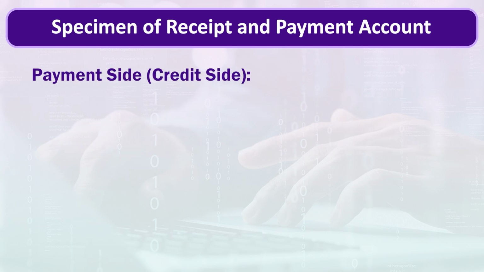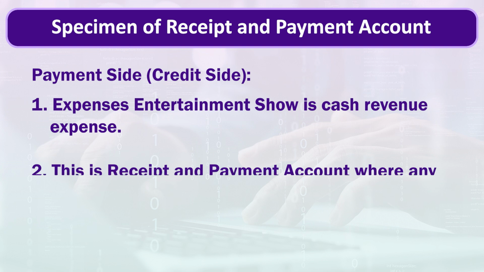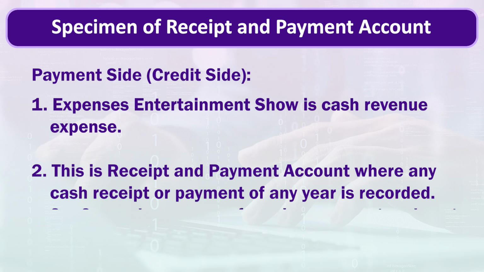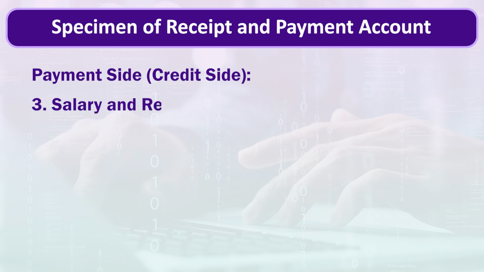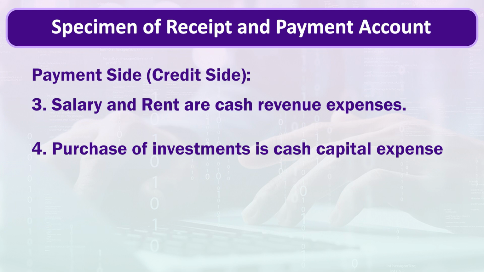Moving to the payment side, which is the credit side, the expenses for entertainment show is cash revenue expense. This is receipt and payment account, where any cash receipt or payment for any year is recorded. So, general expenses of previous, current and next year are recorded. The salary and rent are cash revenue expenses. Purchase of investments is cash capital expense.